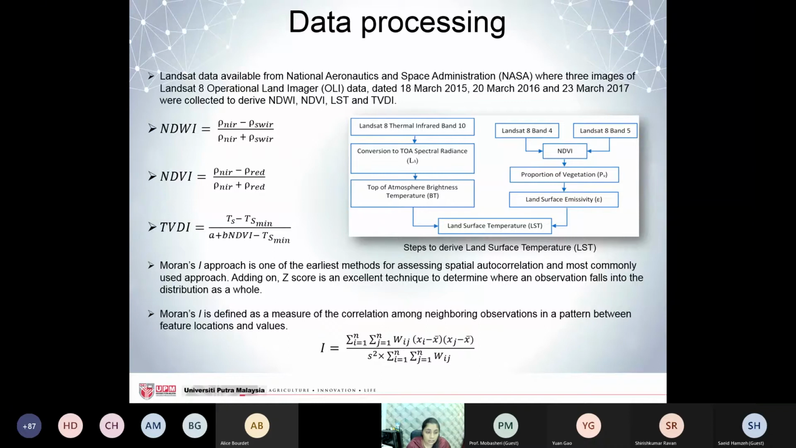So from those results, I have taken the Moran's I approach, because with this we can assess the spatial correlation geographically in that study area. So here I used a Z-score to allow me to differentiate the severity of the agricultural drought. As you can see, the formula is on the slide there.